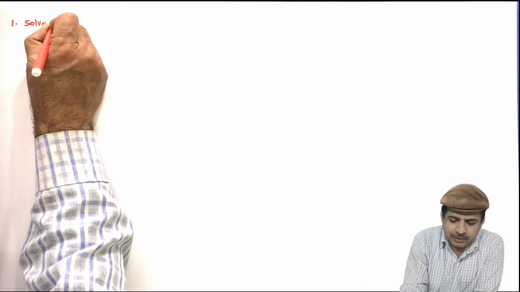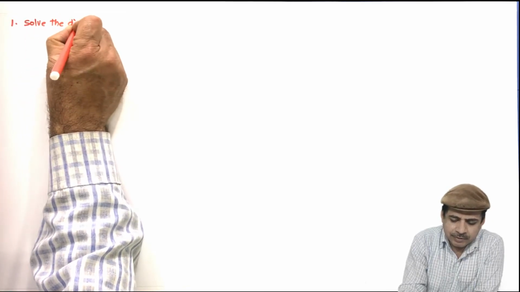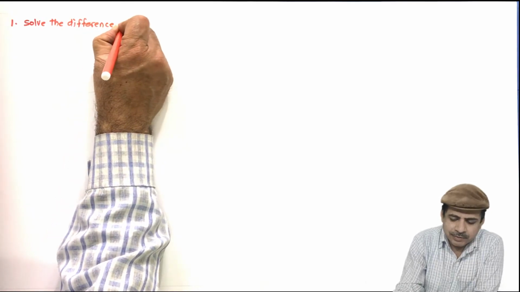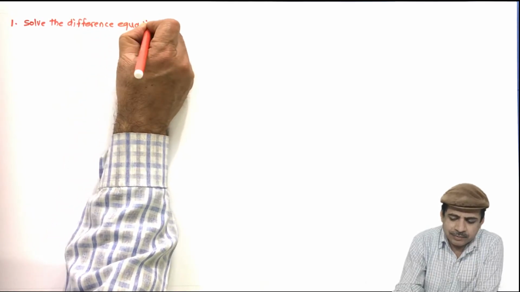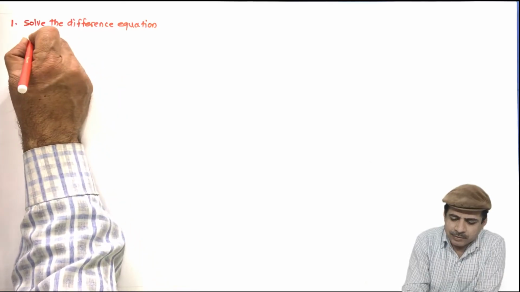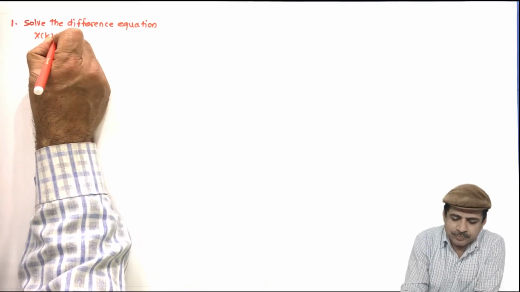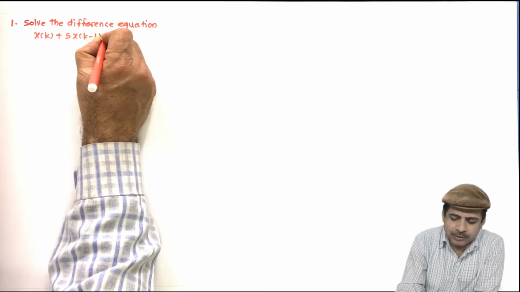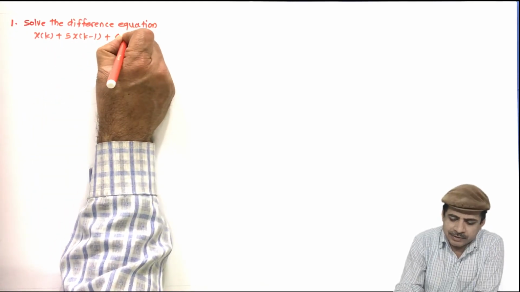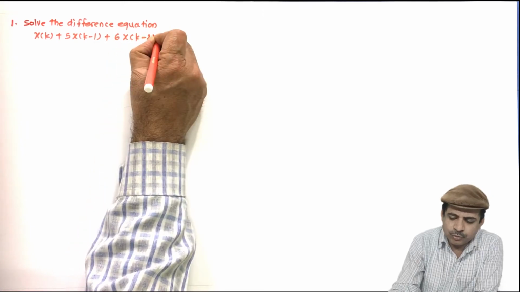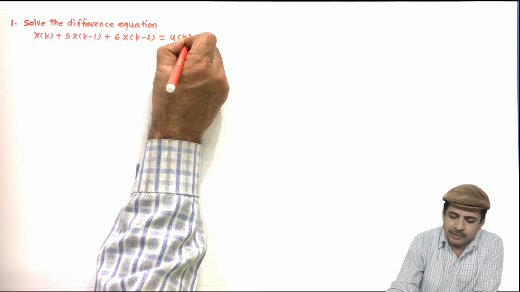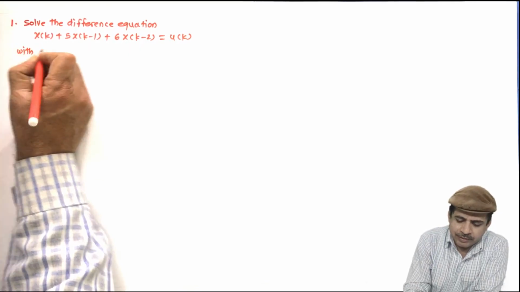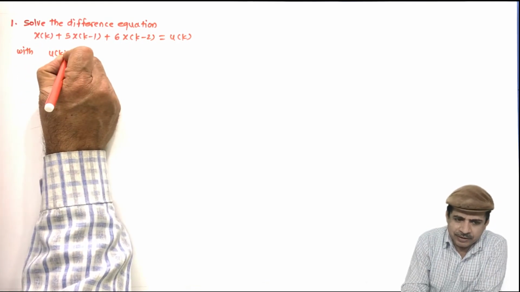Solve the difference equation x of k plus 5 x of k minus 1 plus 6 x of k minus 2 equal to u of k, with u of k as a step function.